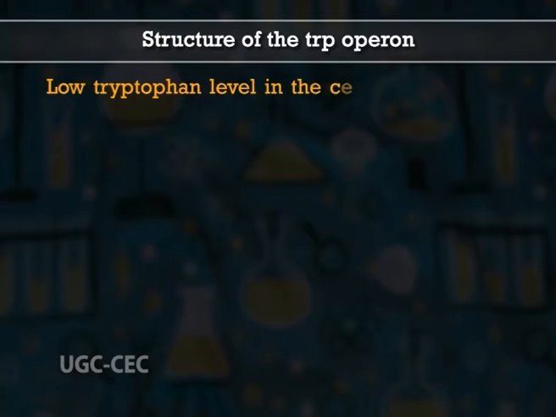Thus, in the trp operon, the trp repressor acts as both a sensor and a switch that senses the level of tryptophan in the cell and switches it off when the level of tryptophan is high in the cell. The tryptophan molecule, which changes the repressor protein from its inactive state to its active state, is termed a co-repressor.